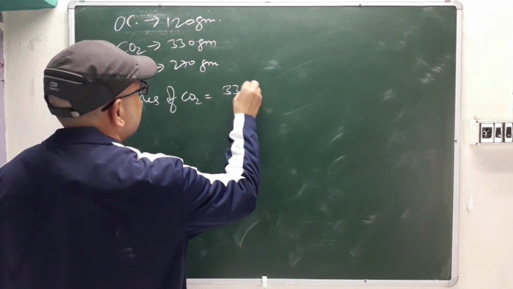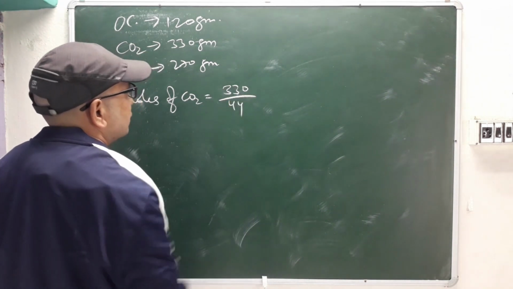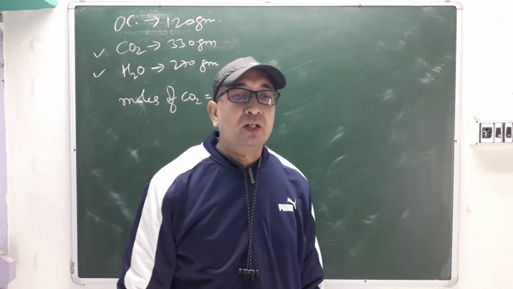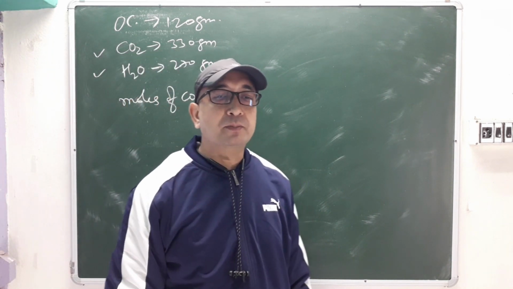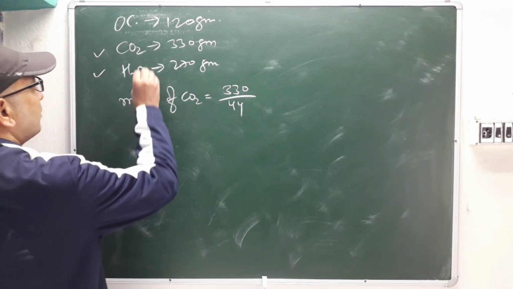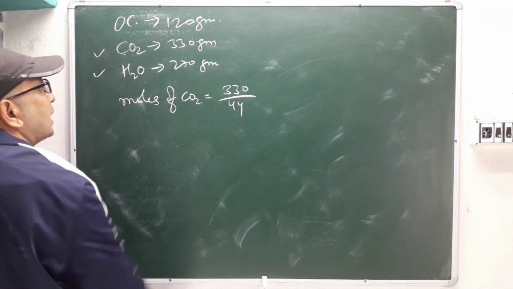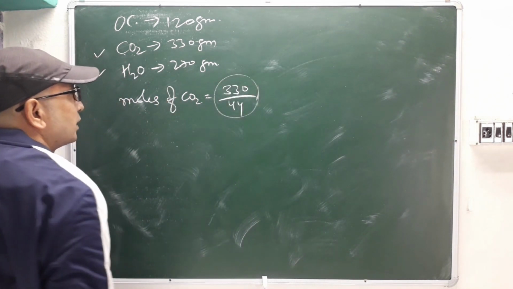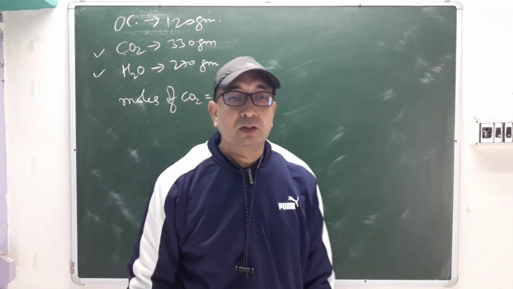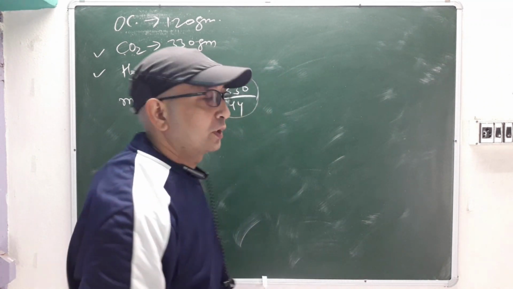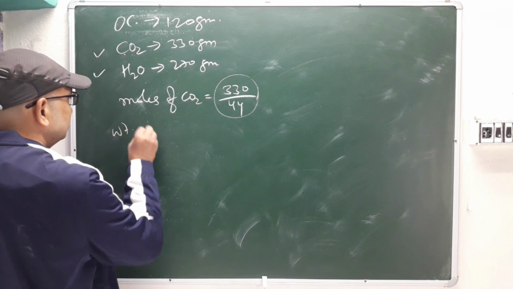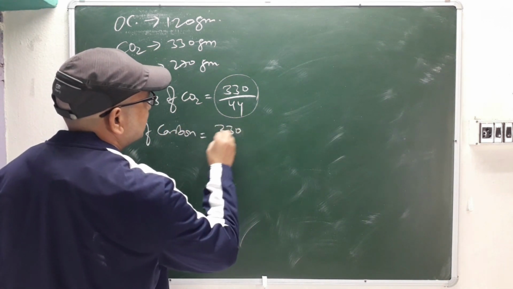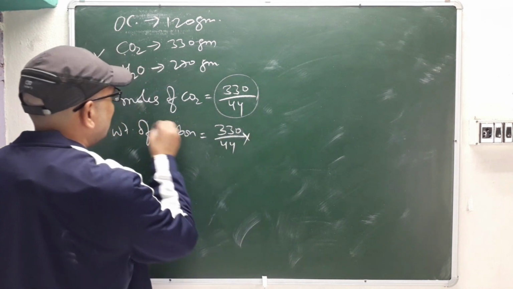It will be given weight divided by its molecular weight. So 330 divided by 44 is the moles of carbon dioxide, correct? Now we have to find out the weight of carbon. We know that 1 mole of carbon dioxide contains 1 carbon. So this many moles of carbon dioxide will contain how many, like what will be the weight of carbon? Okay, so weight of carbon equals moles, 330 divided by 44, into the molecular weight of carbon, right?